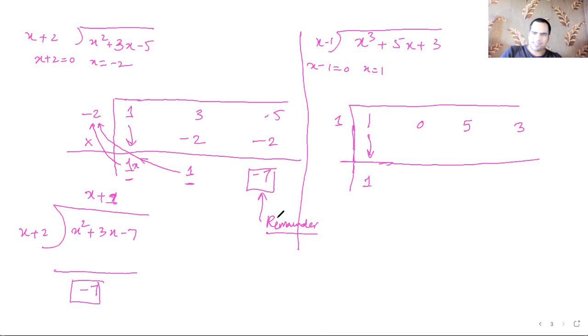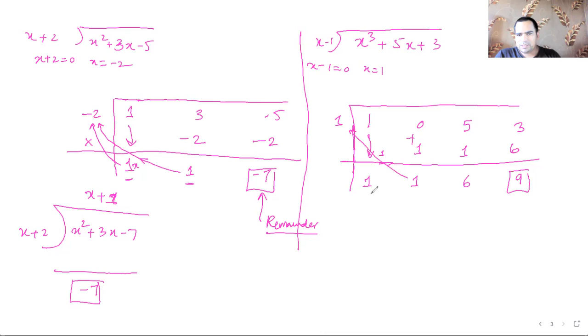Now let us do the second one also so that we become confident. Now 1 times 1 will be 1. 0 plus 1, now add these two. So 0 plus 1 is as it is, 1. Now again you multiply 1 with 1, which is again 1. Now if I add these two, I get 6. Now multiply 6 times 1, it is 6 again. So what you get is 9. So in this case, the remainder that you're getting is actually 9.